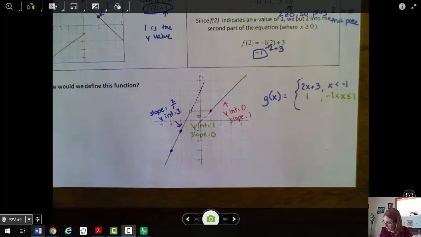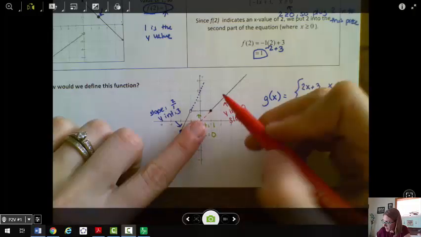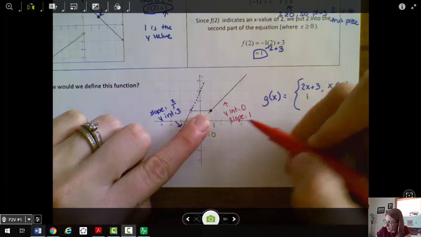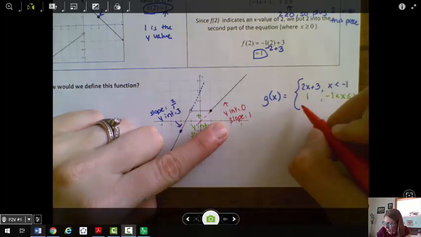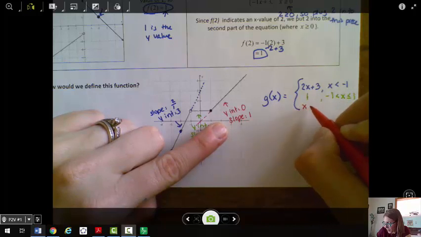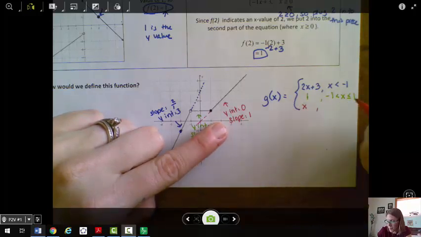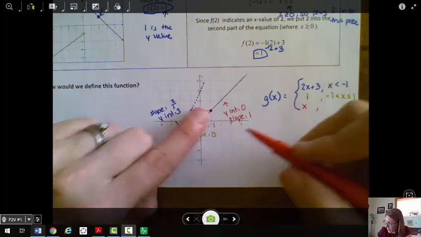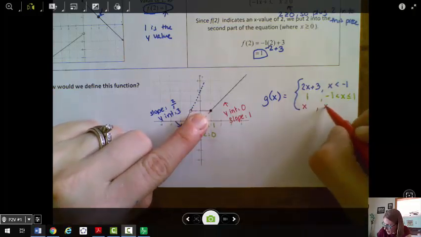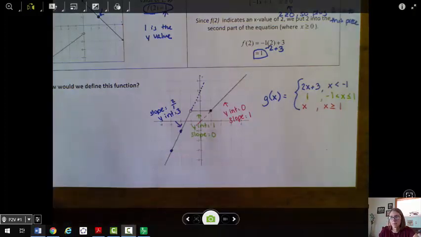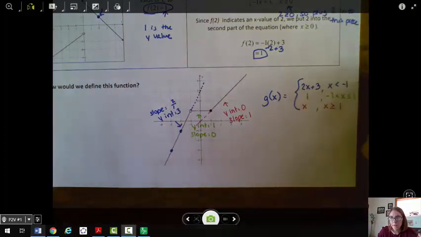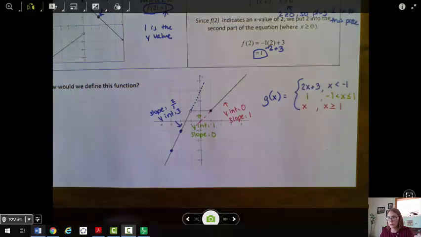And then my other piece, the farthest piece on the side here, my y-intercept is 0, my slope is 1. So 1x plus 0, I don't really need to write the plus 0. And I use this piece when x is a filled-in circle, so greater than or equal to 1. Okay, so this would be the function definition for my piecewise function.